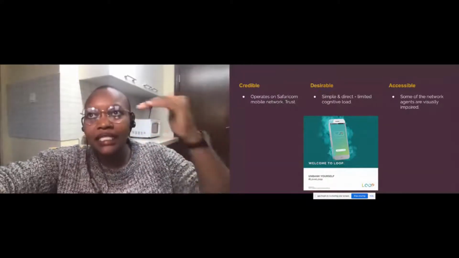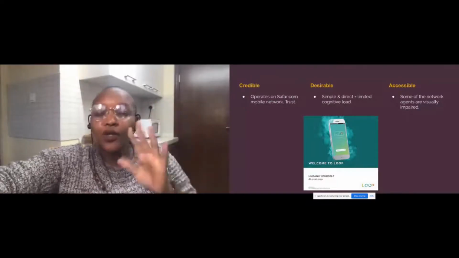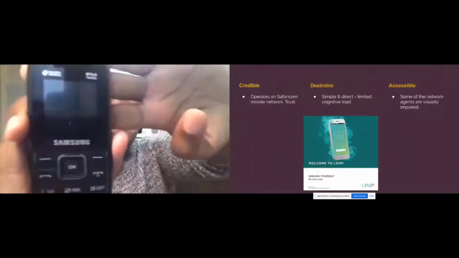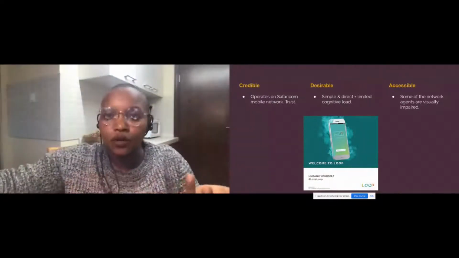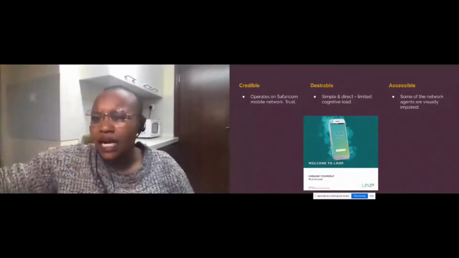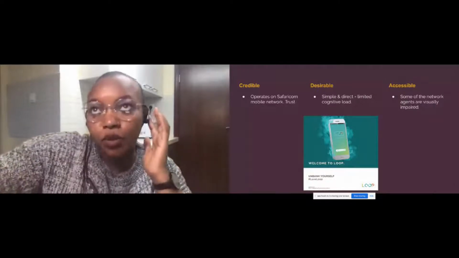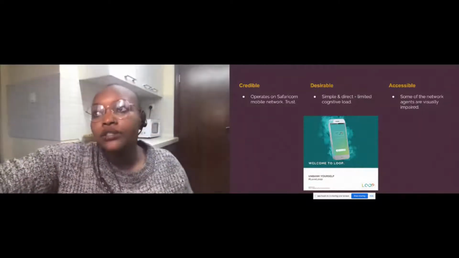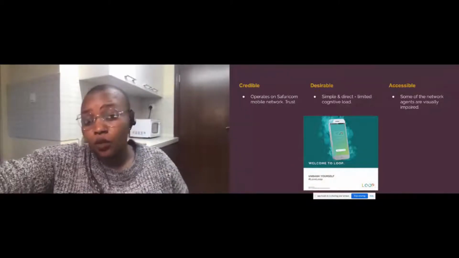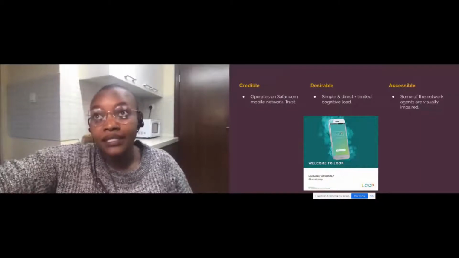So for desirable, which is a D, it's simple and direct, which is M-Pesa now. The steps are very simple and direct, which limits the cognitive load. You saw how they're numbered and how they're named. Send money, withdraw cash. It's very simple and direct. So depending on who you ask, it's very desirable, right? But M-Pesa lives on this, sometimes you can also get it on your other phone, but I want to particularly focus on this. Since it lives on this, it doesn't particularly have an interface, right?